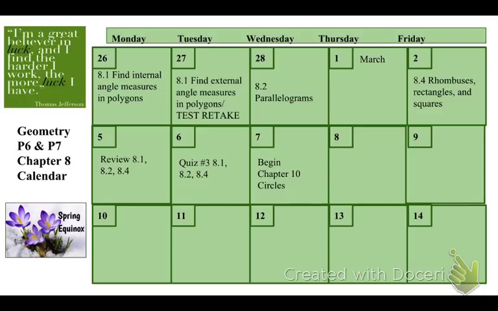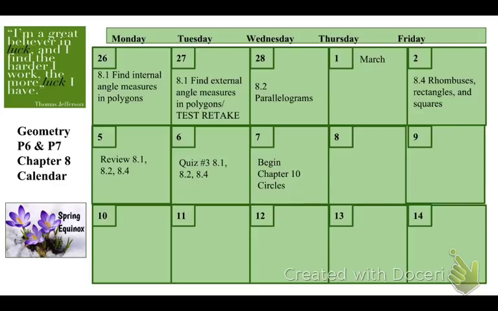And then in chapter 10, we're going to do something similar with circles. So today we're going to work on section 8.1, which is to find the internal angle measures in polygons. And we'll obviously talk more about that. Tomorrow, the 27th, we will finish off section 8.1 by finding the external angle measures in polygons, and then other people in the class will be retaking the chapter 7 test.